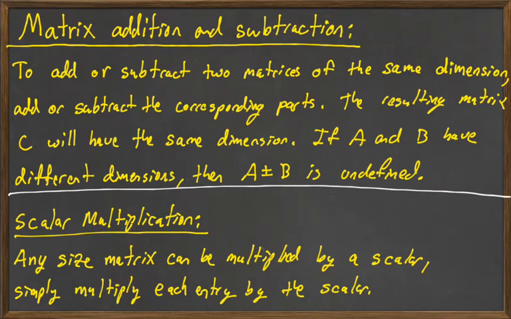If A and B have different dimensions, then that should say A plus or minus B. It looks like an equal sign, so whether we're adding or subtracting the two matrices, if they don't have the same dimension, that's undefined. For scalar multiplication, scalar refers to a scalar in a field, and for us, we'll just assume that means a real number, so any real number. So any size matrix can be multiplied by a number, or scalar. Simply multiply each entry by whatever the scalar is. So we'll do an example of that, and we'll do some examples of adding and subtracting matrices. We'll get into matrix multiplication a little bit.